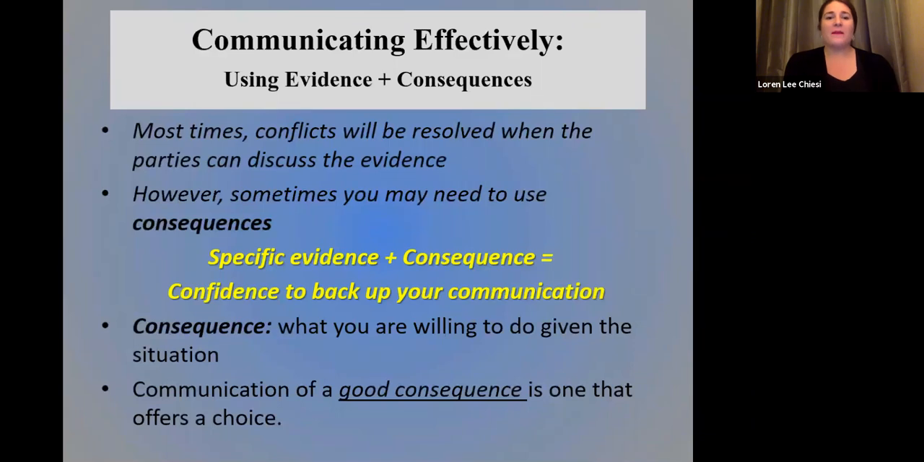So specific evidence and consequences or boundaries help to give you confidence to back up your communication. The reason why you want to give a consequence is you want to create very clear and specific boundaries of what you're willing to do and what you're not willing to do. By stating these quite early in the conversation, you're being very effective because you're not allowing the other person to stray away from what your message is. You're staying more on topic and you're getting right to the resolution.